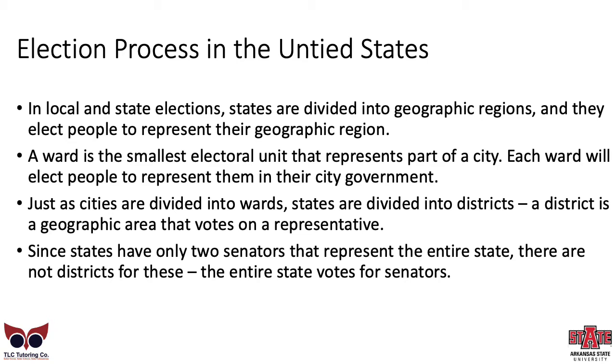In local and state elections, states are divided into geographic regions, and they elect people to represent their geographic region. A ward is the smallest electoral unit that represents part of a city. Each ward will elect people to represent them in their city government. Just as cities are divided into wards, states are divided into districts. A district is a geographic area that votes on a representative.